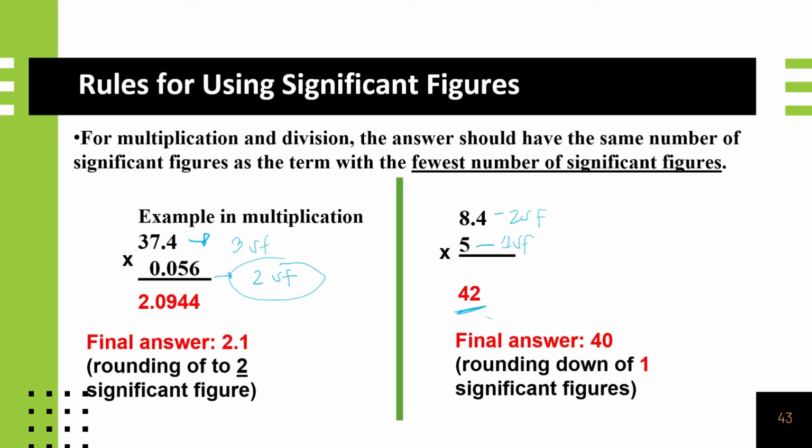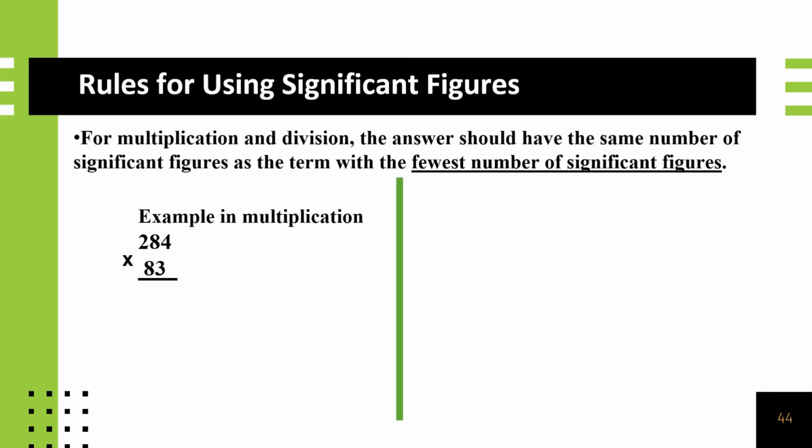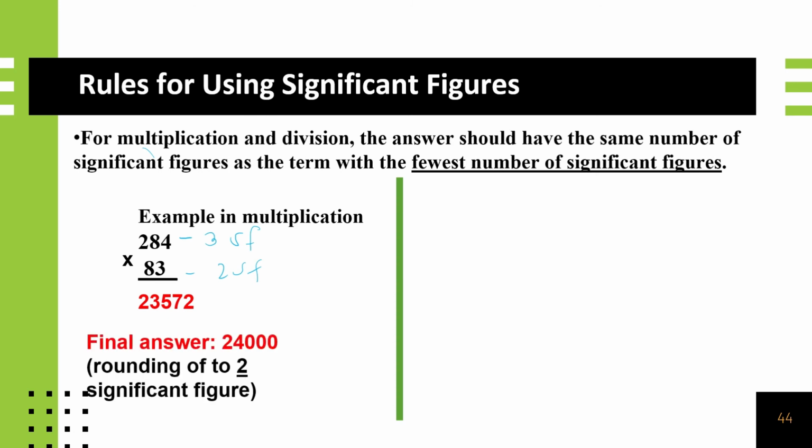Since 40 is 1 significant figure. Next rule, next example, we have 284 times 83. So, this is 3 significant figures and this is 2 significant figures. The answer would be 23,572 and we follow the 2 significant figures, that is 24,000. So, why 24,000?